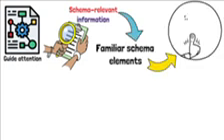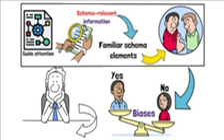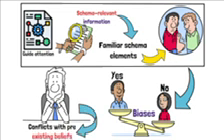Schemas also guide attention, focusing on schema-relevant information. This selective attention means that familiar schema elements are noticed while others may be ignored. This mechanism can lead to biases, as schemas make individuals less likely to notice information that conflicts with pre-existing beliefs.